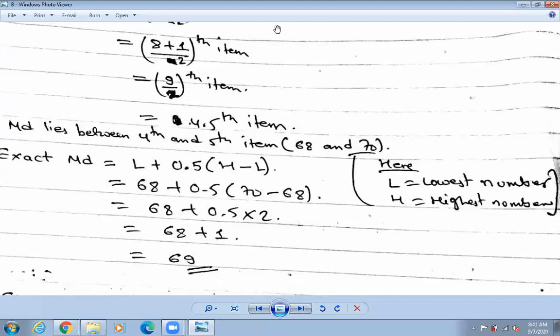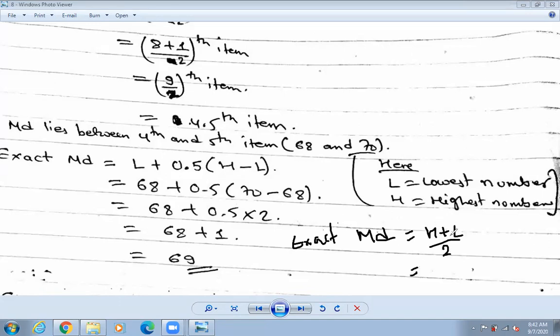We can go by the next method also. Use a formula like, so when you use the Q1, Q2, Q3, since that formula is needed, I have written this formula. Otherwise you can use the next formula also. You can copy this one also. So exact median equals to highest plus lowest divided by 2. This is also the formula.